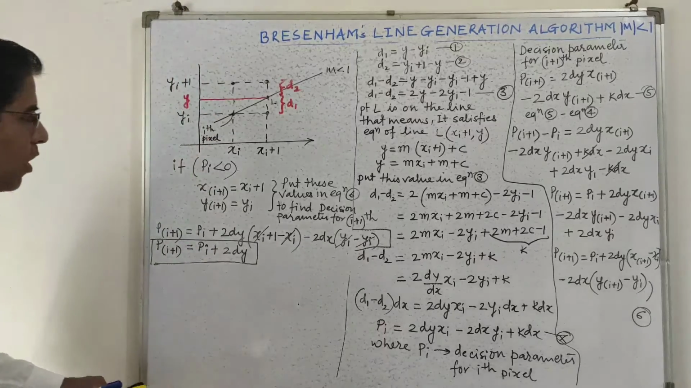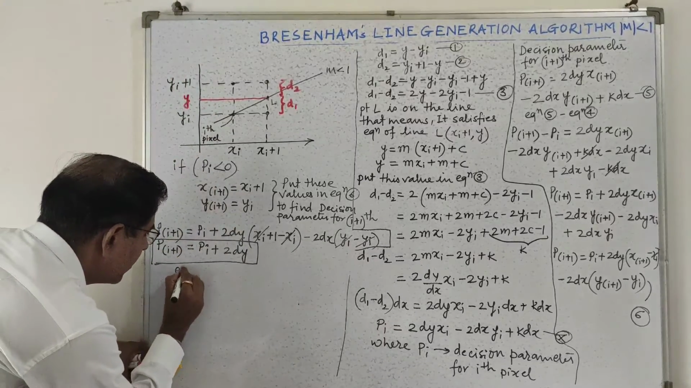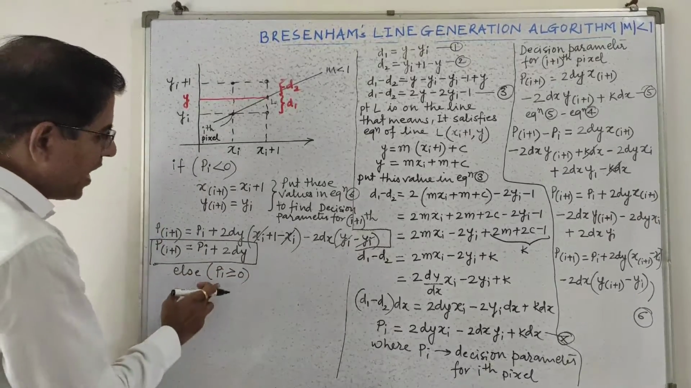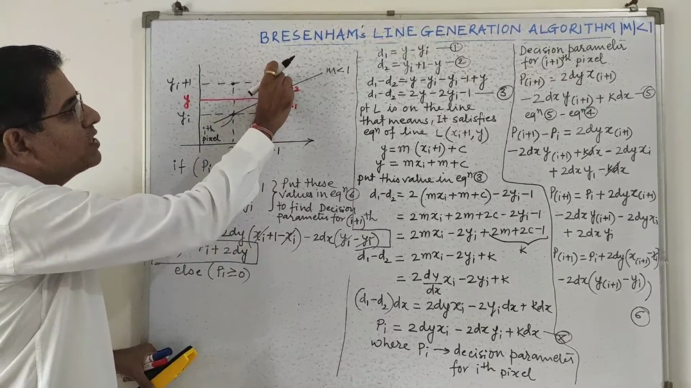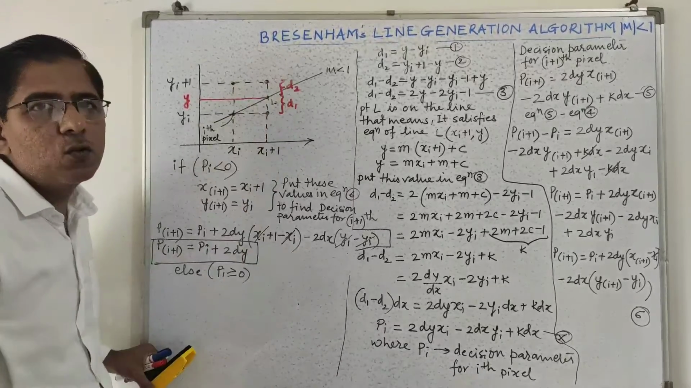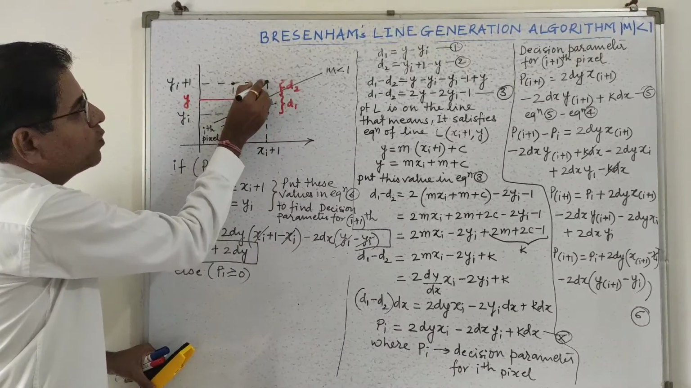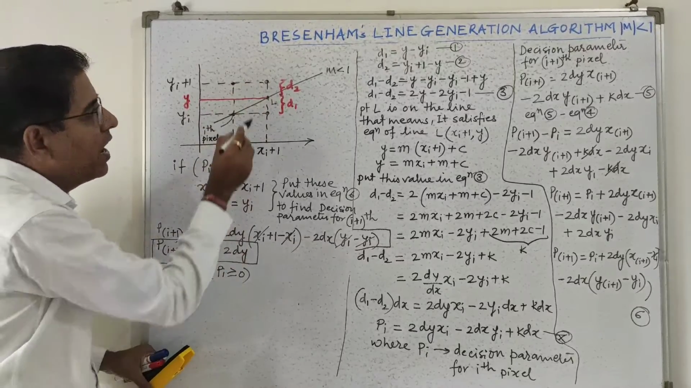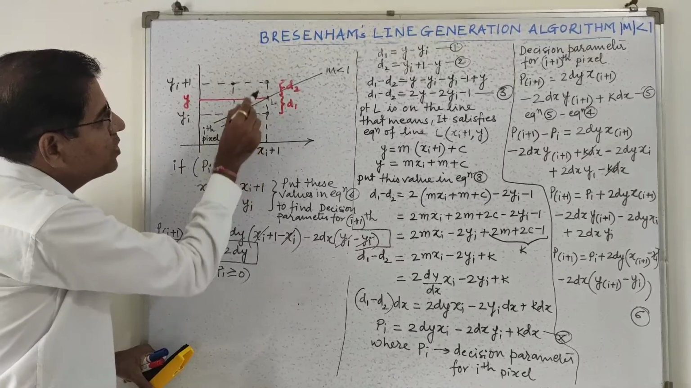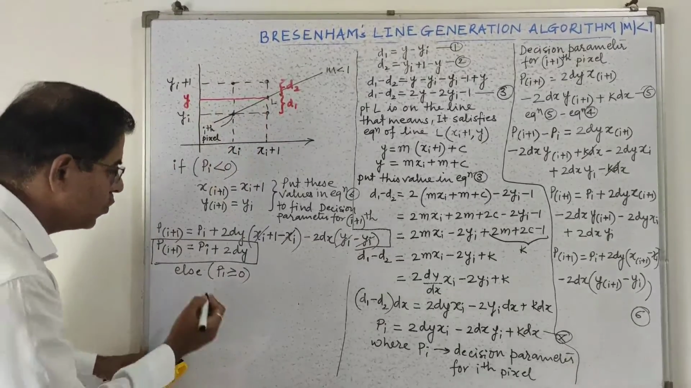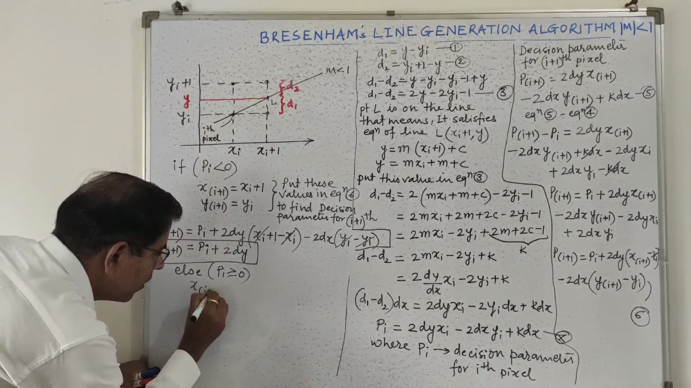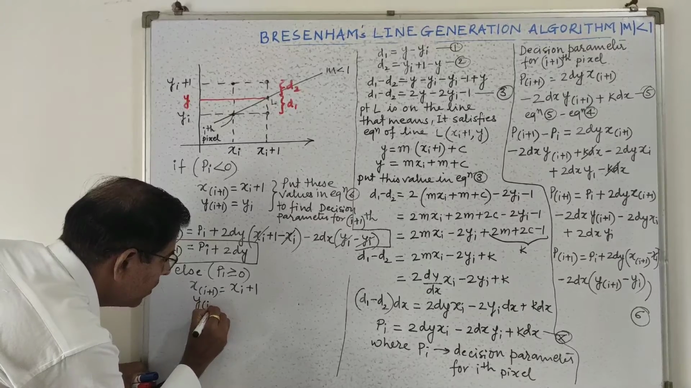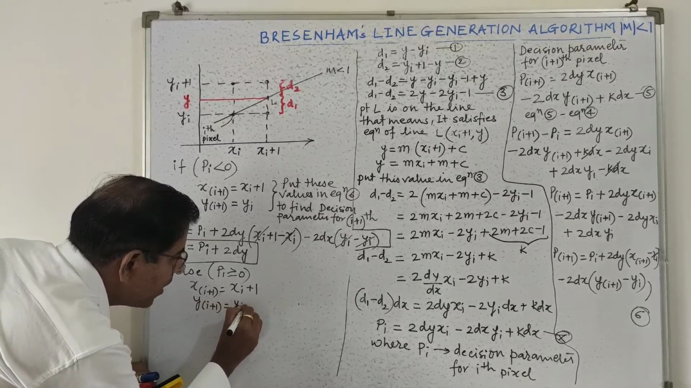Now else, pi is greater than or equal to 0. If pi is greater than or equal to 0, that means d2 is less than d1, or d1 is greater than d2. That means this line is passing closer to this point than this point. So it is obvious to select the next pixel as this pixel, and the coordinate of this pixel is xi plus 1 and yi plus 1. So xi plus 1 is equal to xi plus 1 and yi plus 1 is equal to yi plus 1.